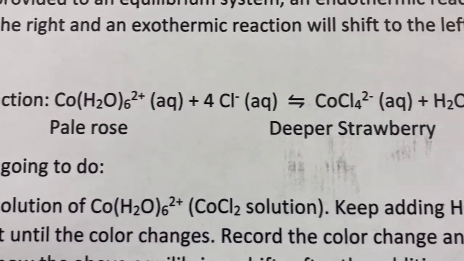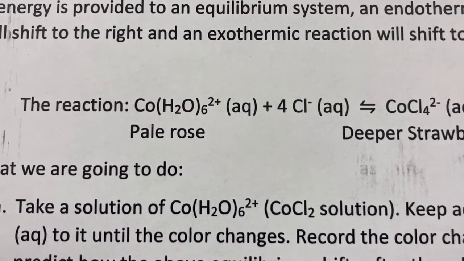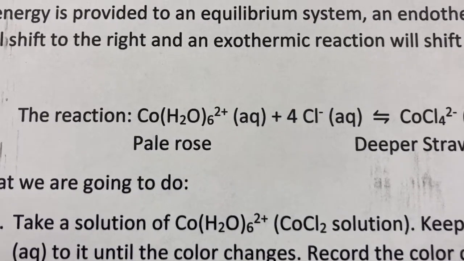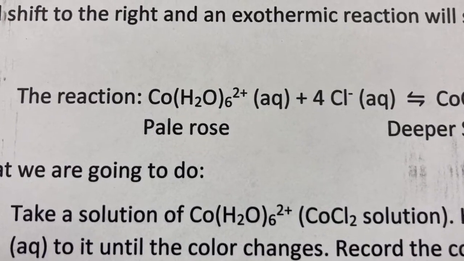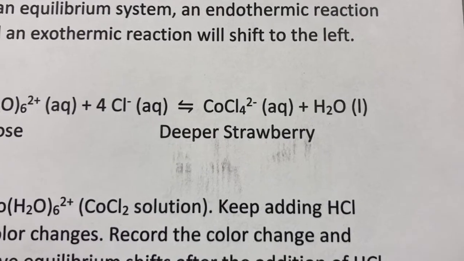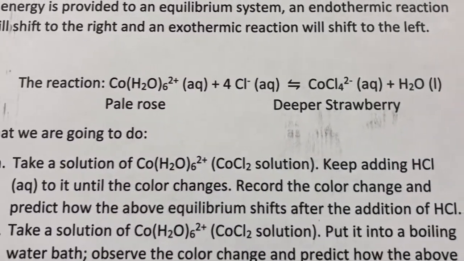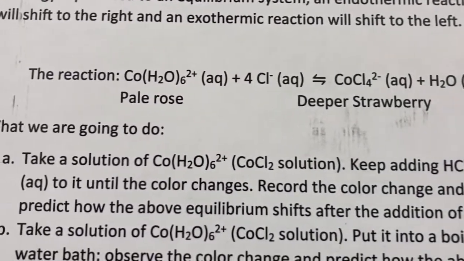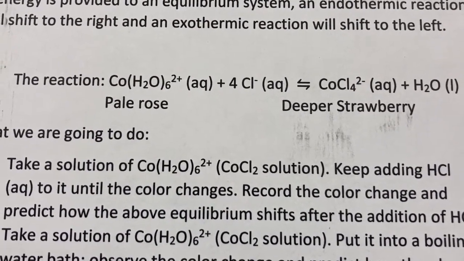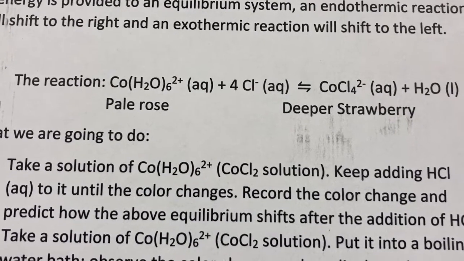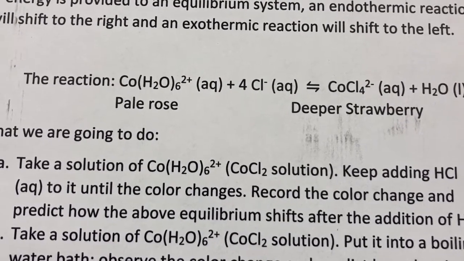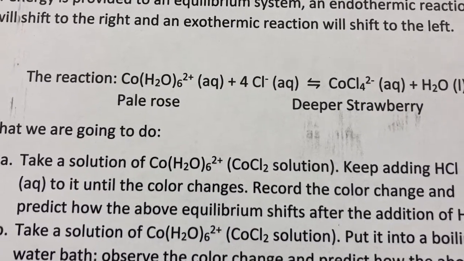The color will change from the pale rose. We're going to take a look at those colors later on. The color of the solution will change from pale rose to a deeper strawberry. Okay? So we're going to add hydrochloric acid to the solution until we observe the color change, and predict how the equilibrium is shifted by addition of hydrochloric acid.